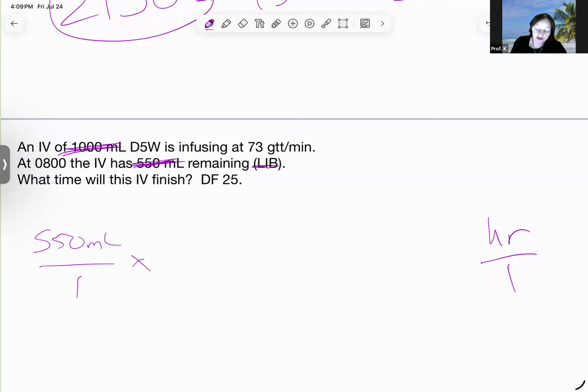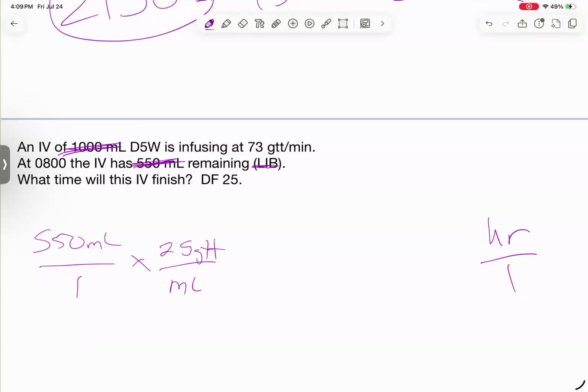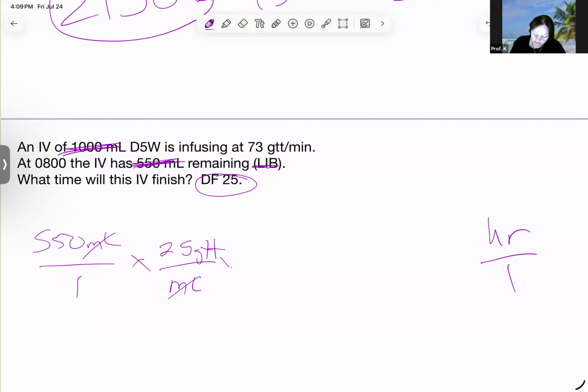So how do I get rid of the milliliters? 25 drops over 1 ml. Yeah. So you have to know that when it says drop factor or DF25, that means it takes 25 drops to make 1 milliliter. So that's how I would remember it in school. And that would cross off my milliliters to get rid of drops. I'm going to use the 73 drops per minute. That's provided to me. And then minute to hours is 1 hour is 60 minutes.